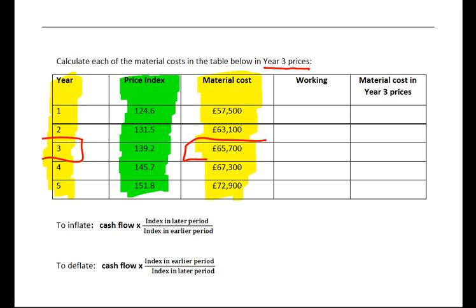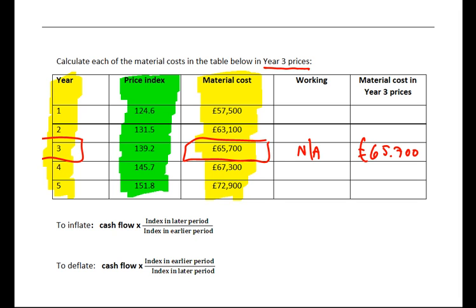is the year 3 material cost. That will already be in year 3 prices because that was the cost in year 3. So in fact there's no working required for year 3. The material cost is just the 65,700. So I always start by looking at the year that we're doing all of the prices in terms of. That's a good easy starting point.